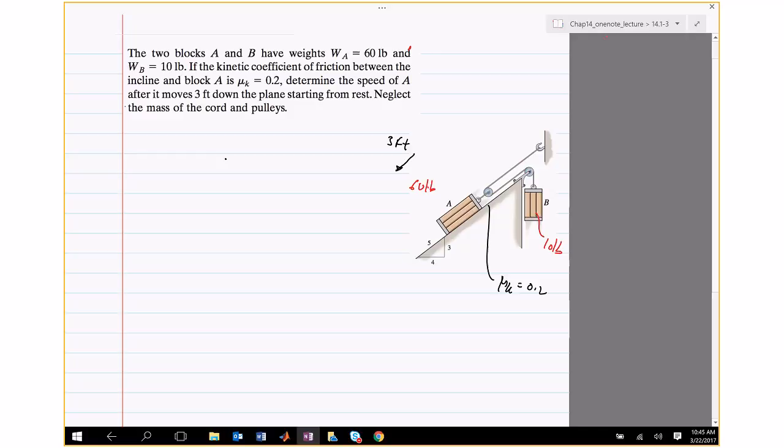So what's happening is this thing is let go from rest, and the block A, because of gravity obviously, goes down, moving the block B up. You're going to find the speed of A after it moves the distance of 3 feet, okay? So again, let's start with the free body diagram.